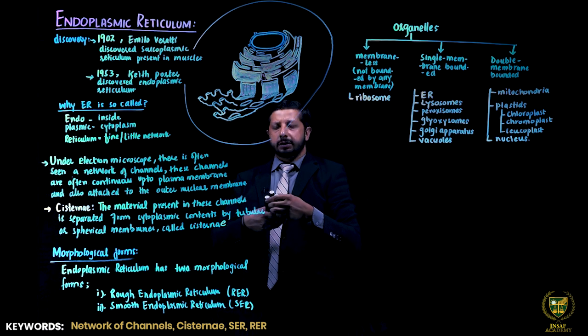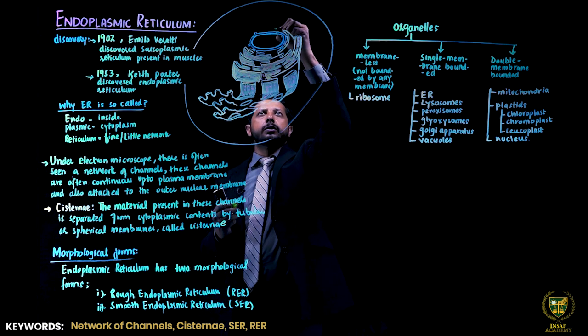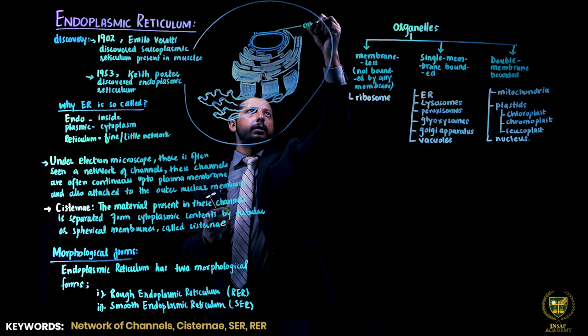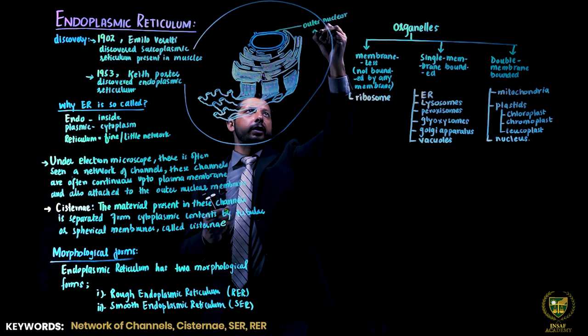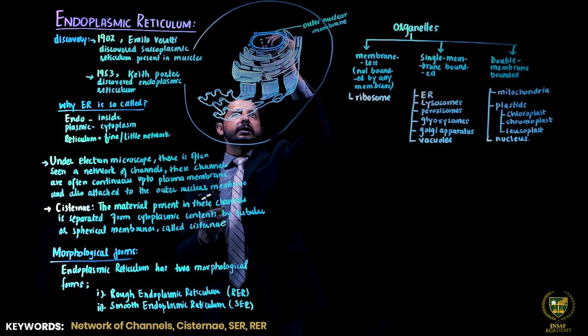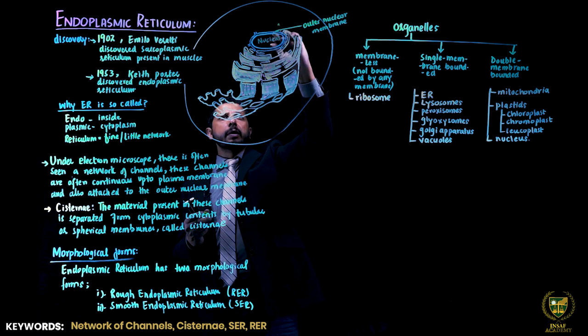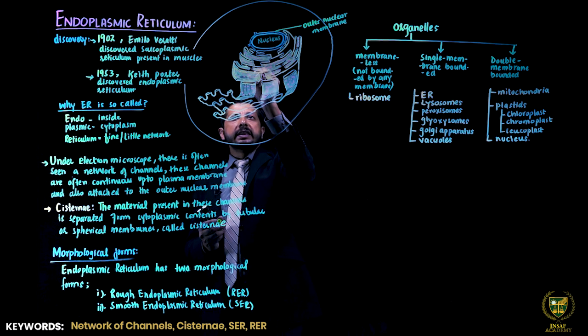So dear students, so this is basically the outer nuclear membrane. Clear? And this is basically the nucleus. And the inner nuclear membrane, outer nuclear, which is continuous with the channels. And these are the channels.